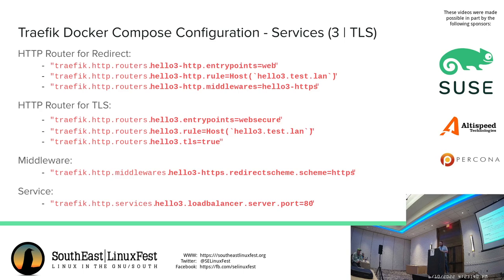I've used the same hello3-https name for this middleware here, because that's what I named it down here. So that's the name I'm going to use for the middleware when I'm defining it in the router. And finally, we'll include a service port definition like the other services, so routing this to port 80 inside the container.